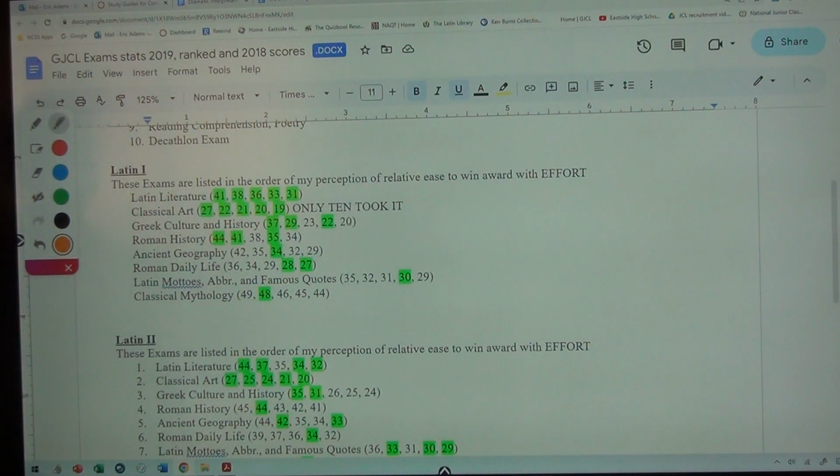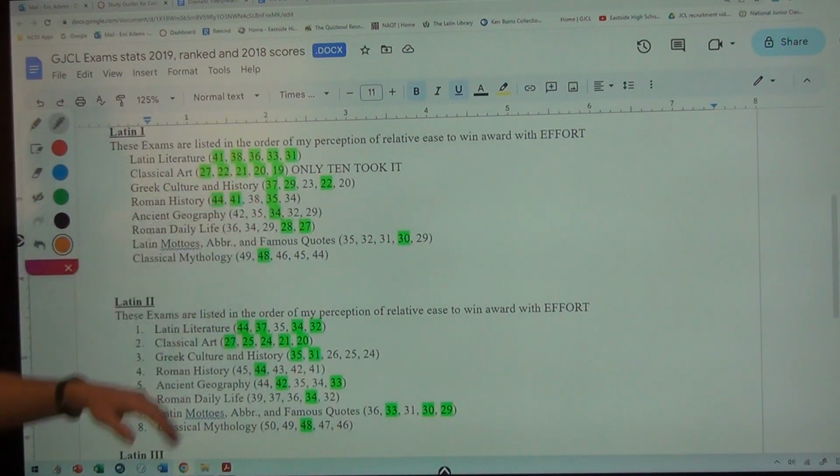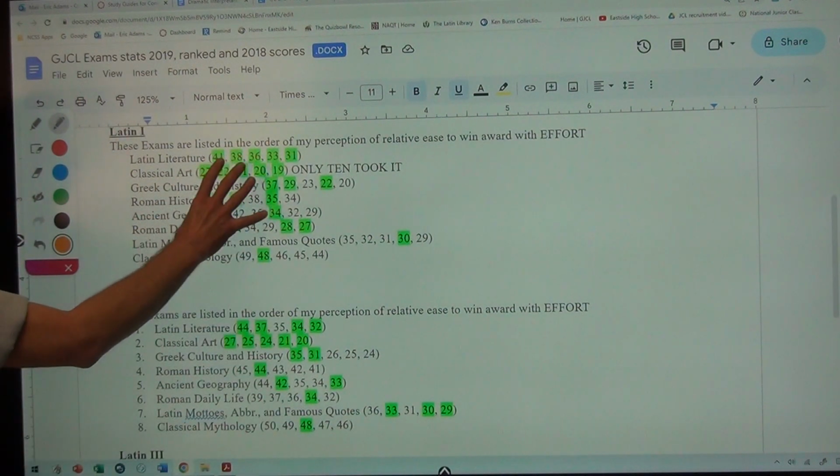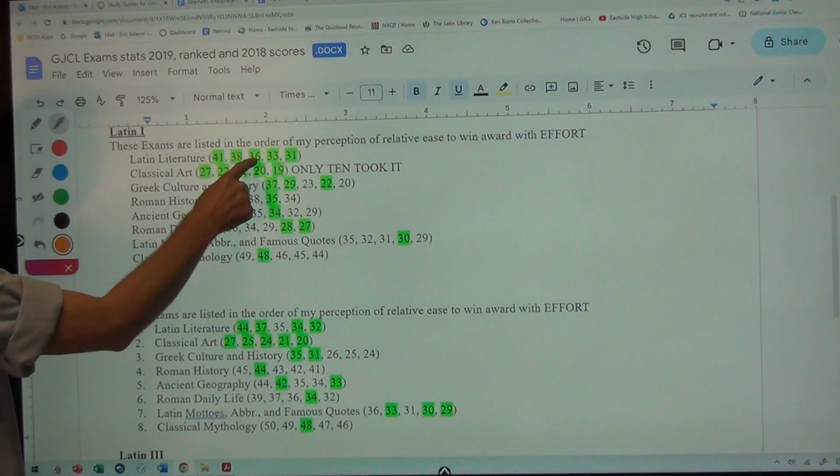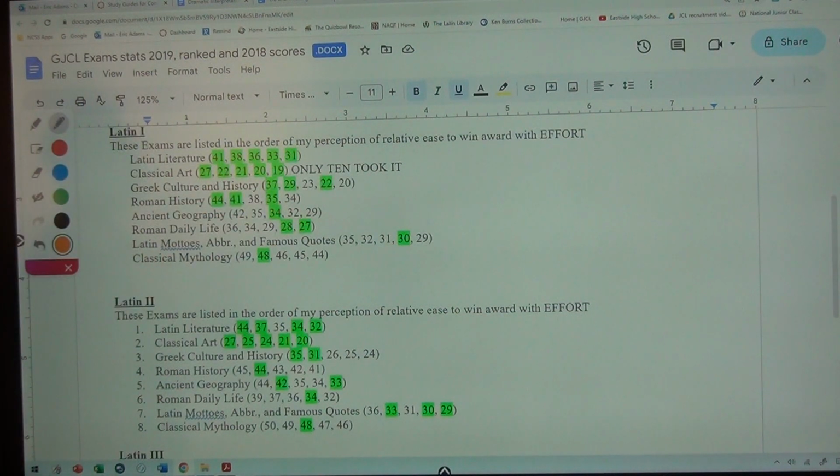And I also rank them here as far as the relative ease to win an award if you prepare for them. And Latin literature I list first, classical art, Greek culture and history, all the way down to the toughest exam to win an award on, which is the classical mythology exam, because everybody loves mythology. Exams are usually 50 questions long, and what you see here is for each of the places, first, second, third, fourth, fifth, and the score that achieved each of those places.